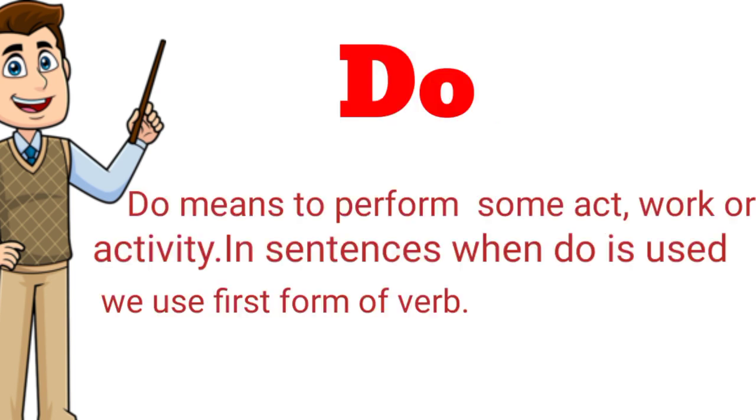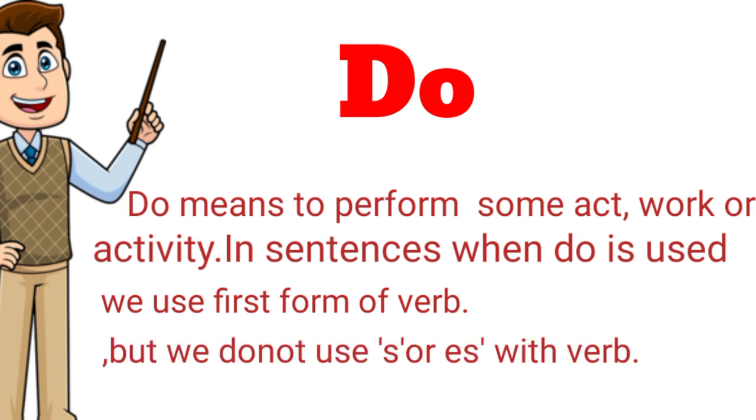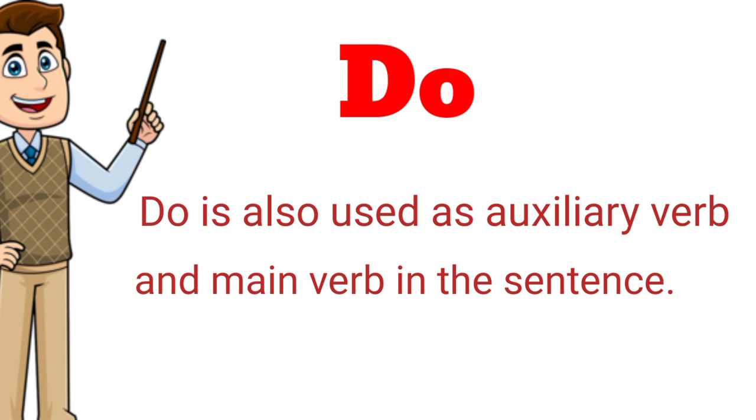Do. Do means to perform some act, work or activity. In sentences when do is used, we use the first form of the verb, but we do not use s or es with the verb. Do is also used as an auxiliary verb and main verb in sentences.